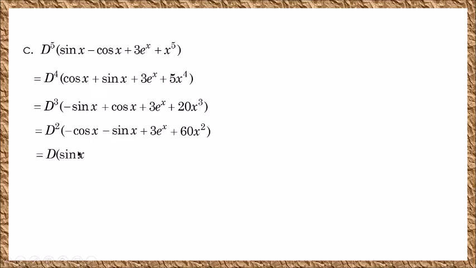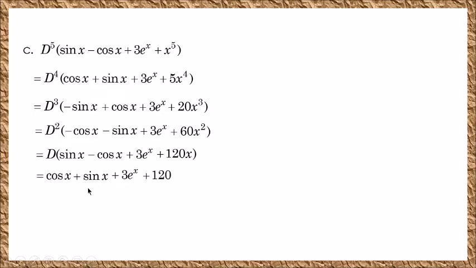Fourth derivative: sine x minus cosine x plus 3 e to the x plus 120x. And for the fifth derivative, which is the last one, we have cosine x plus sine x plus 3 e to the x plus 120.